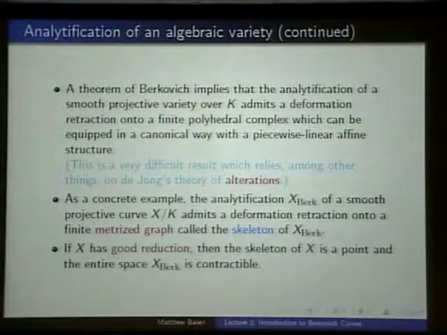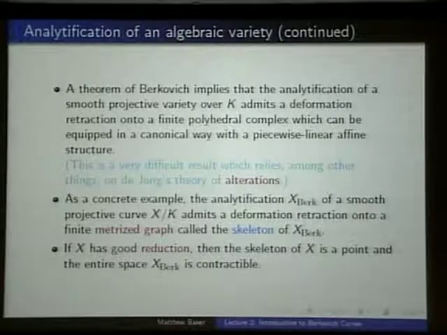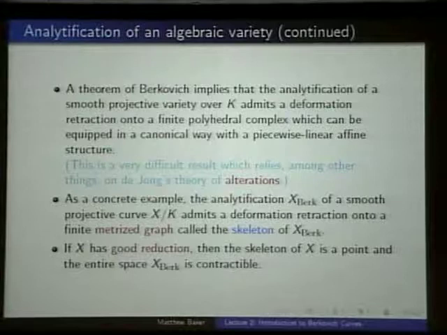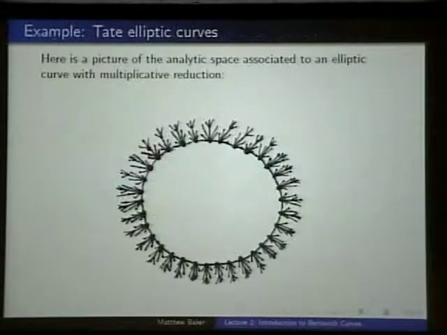And if X has good reduction, then the skeleton is just a point, and the whole space is contractible. So varieties with good reduction are contractible, but in general, the bad reduction will give you some kind of finite polyhedral complex onto which the whole space retracts. So that's the general picture of what happens with these Berkovich spaces, but here's the example of a Tate curve.